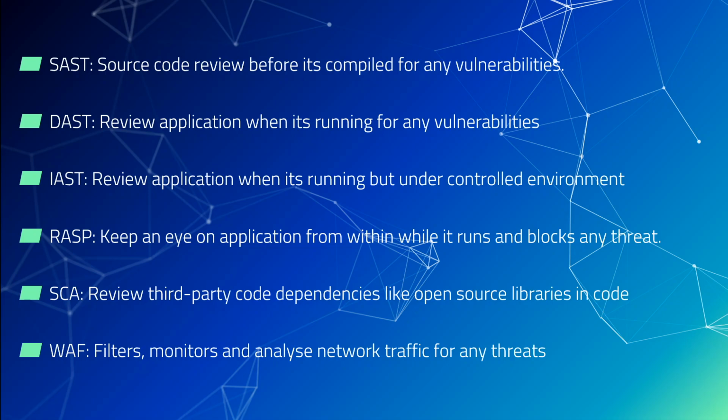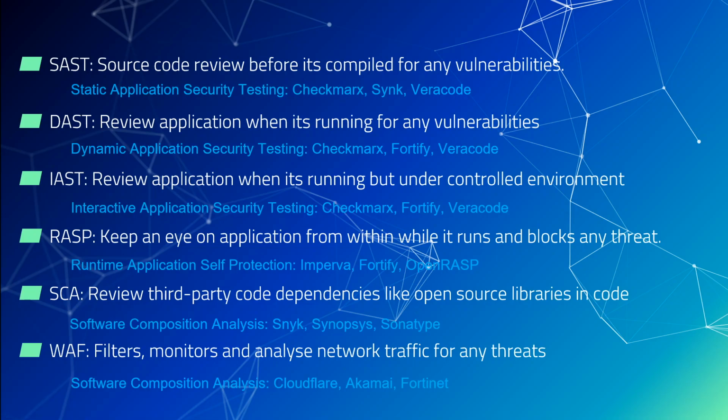Then we have WAF, which stands for Web Application Firewall. It's a layer 7 firewall and it works on the network level, where it filters, monitors, and analyzes the packets related to the application. And then we have SCA, which stands for Software Composition Analysis, and it reviews any third-party or open source libraries being used in your code for any vulnerabilities. Okay, now we have done the one-liners. Let's have a look into all of these in a bit more detail.